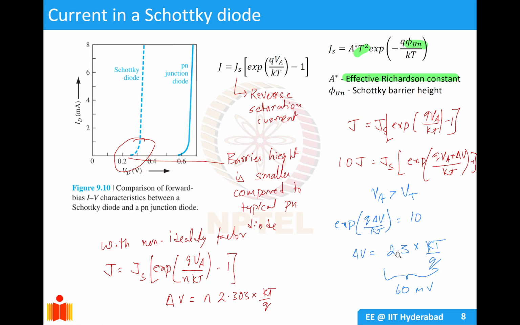So in an ideal case, for every one order jump in current, the change in voltage would be around 60 millivolts. In a non-ideal case, you will have n multiplied to it. So depending on the value of n, this value will change, because n is generally greater than 1.